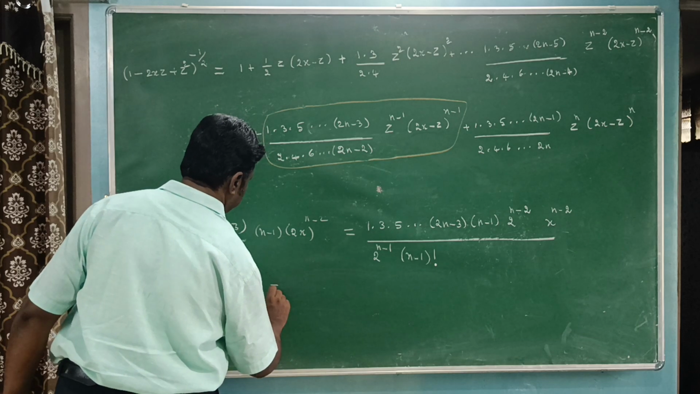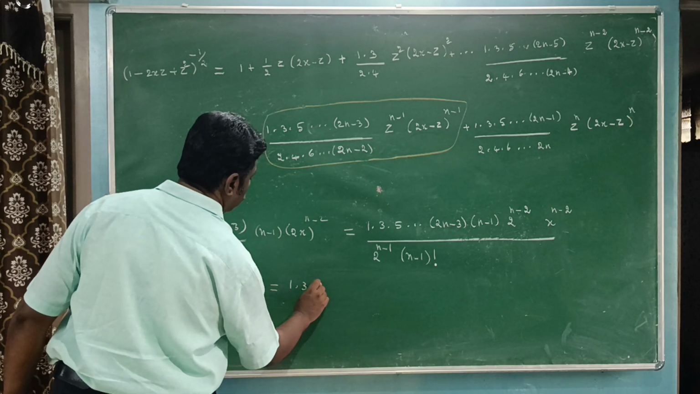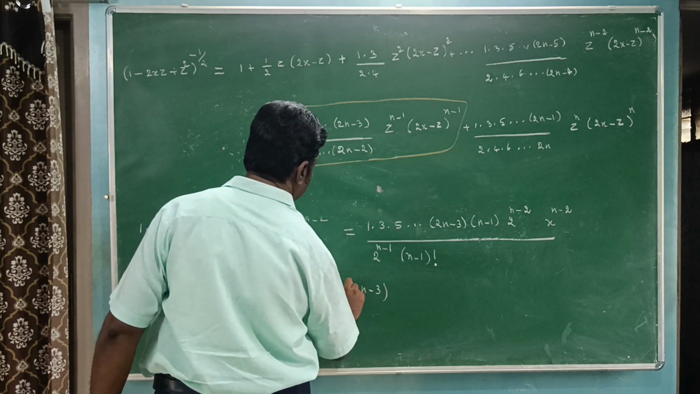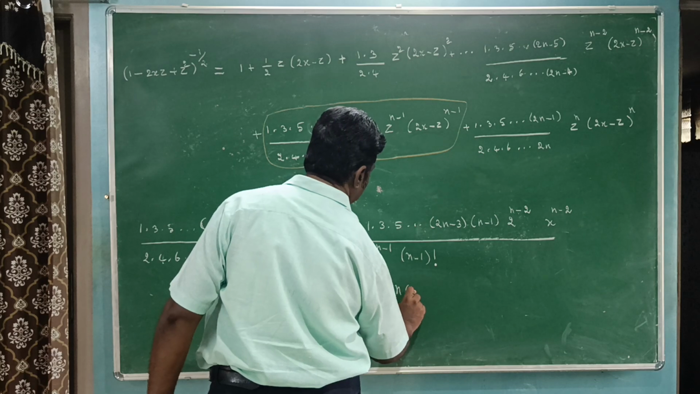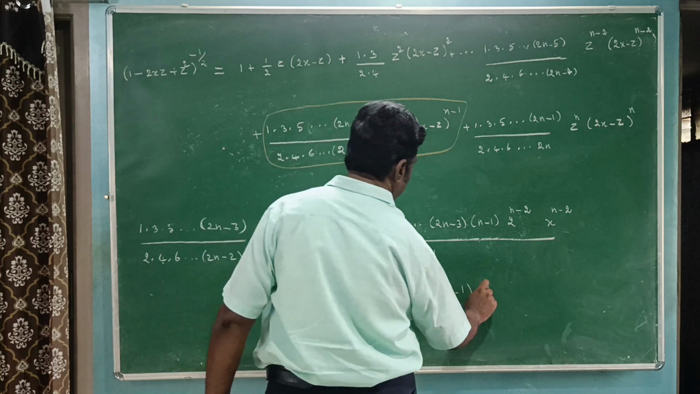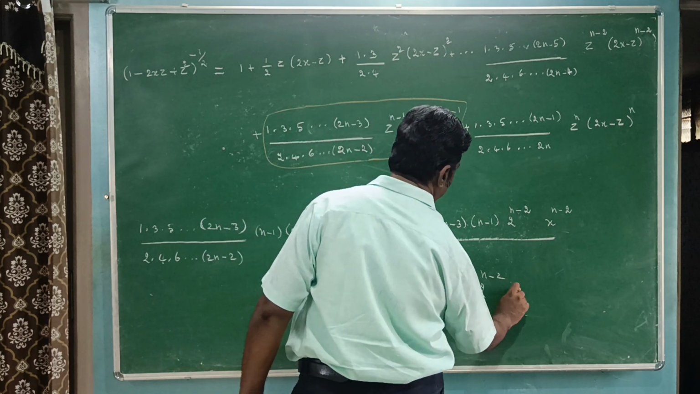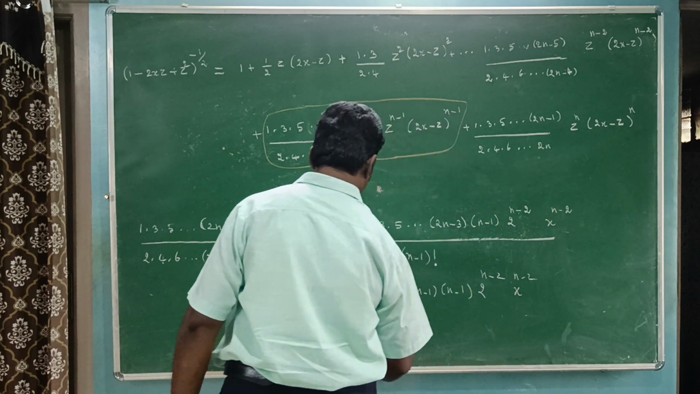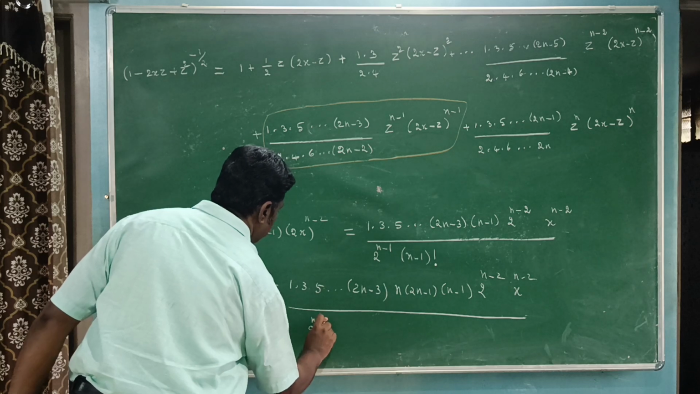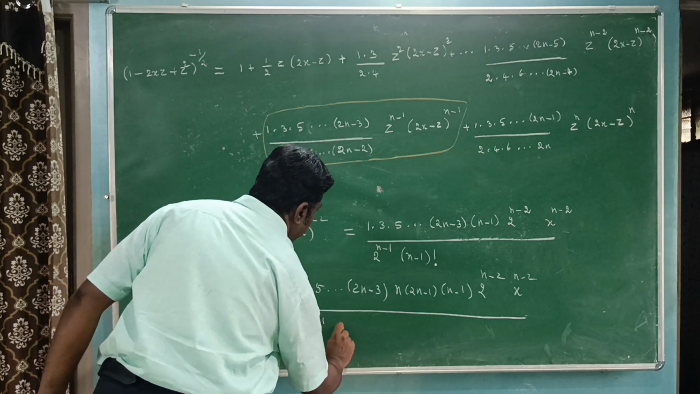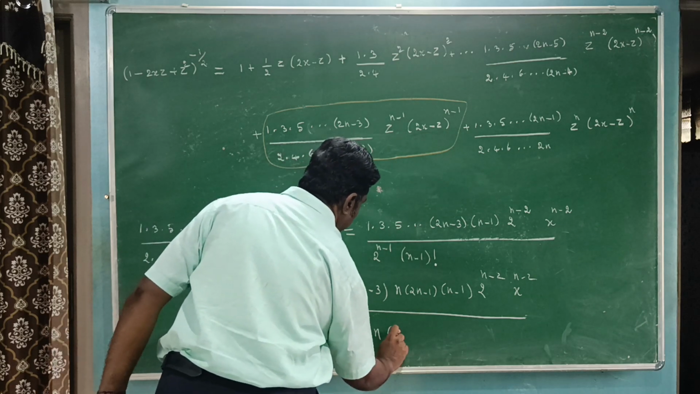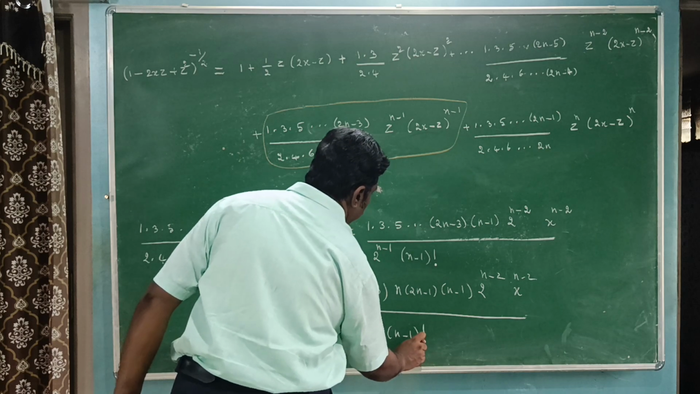This is equal to 1.3.5 dot 2n minus 3, n into 2n minus 1, n minus 1, 2 power n minus 2, x power n minus 2, whole divided by 2 power n minus 1, 2n minus 1, n into n minus 1 factorial.